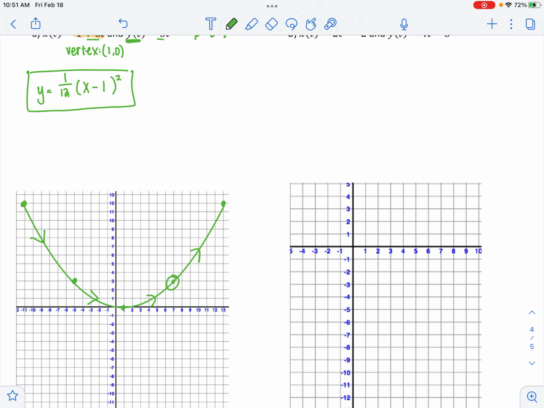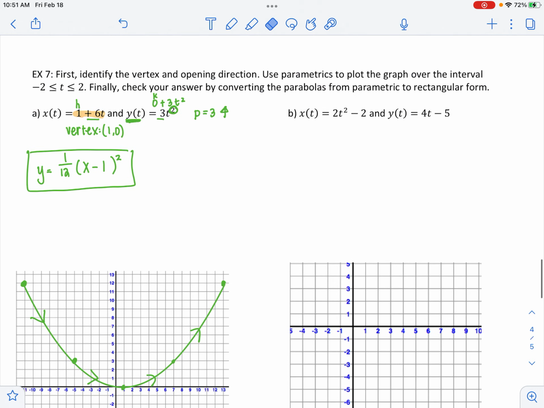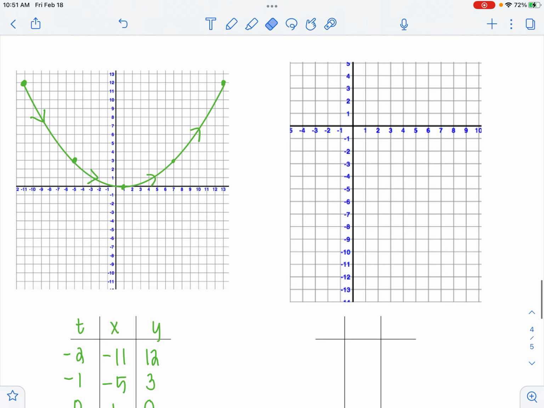So let's see if I plug in 7, if I get 3. Plugging in 7. 7 minus 1 is 6. 6 squared is 36. 36 divided by 12 is 3. So it is correct. All right, so this other one here is homework for you. Go ahead and do those 2 problems.